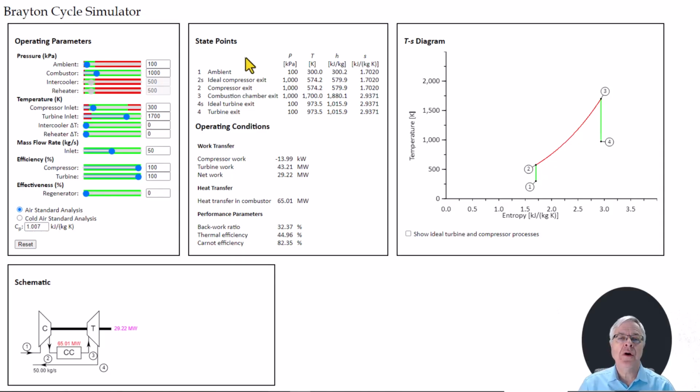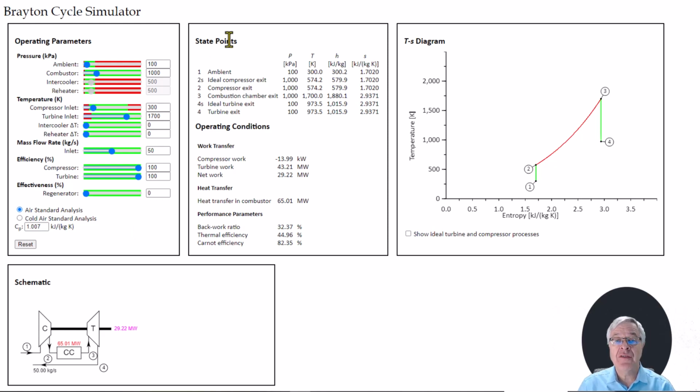In this video, I'm going to do a brief demonstration of the Brayton Cycle Simulator. First, I want to just orient us to the various blocks of information available in the simulator. This block of information is the operating parameters. These are all the settings that you can change to change the behavior of the Brayton cycle. We'll be returning to discuss these in detail later.